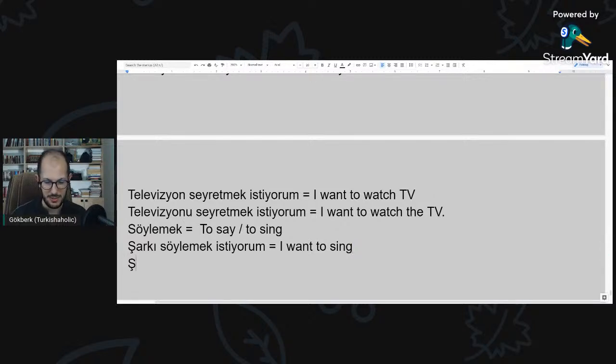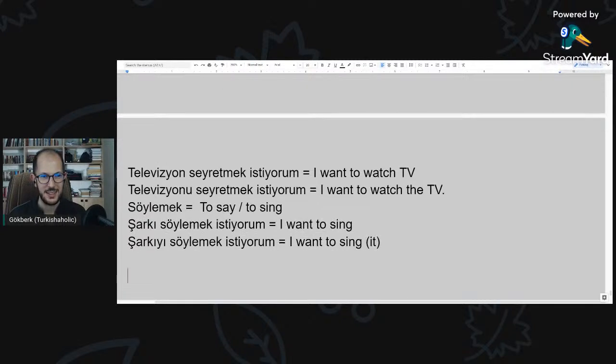Şarkı söylemek. But if you say, for example, şarkıyı söylemek istiyorum, I want to sing it. So it's a bit hidden. So that I want to sing that specific song. So as you can see, this time it's different. It's not şarkı söylemek, it's şarkıyı söylemek. Let's just say sing. That's not complicated. So şarkıyı söylemek istiyorum. Then it becomes different. So a specific song. Okay.